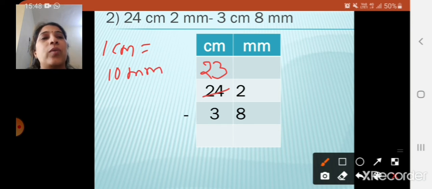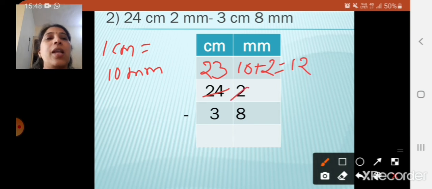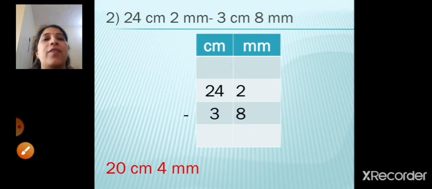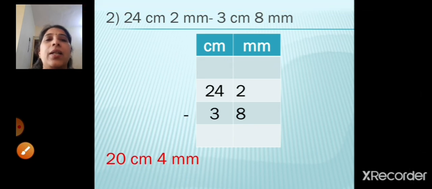Right. So what you will do? Here you will write 10 plus 2. So 10 plus 2 becomes how much? 12. Right. So 12 minus 8 is how much? 4. So you will write 4. Now go to the centimeter column. 23 minus 3 is 20, so 3 minus 3 is 0 and 2 minus 0 is 2. So what will be your final answer? 20 centimeter 4 millimeter. Right. So you will write the final answer as 20 centimeter 4 millimeter.